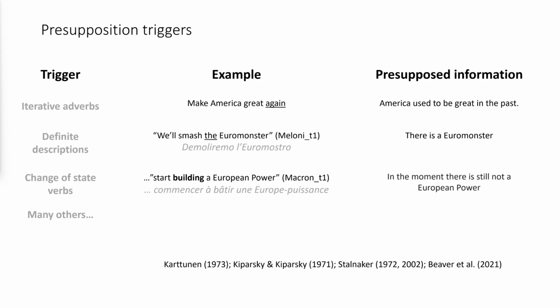So in this case, the definite description and the change of state verb presuppose information. So the existence of a Euro monster, or that "building" means that now there is still not a European power. Because in this case, I don't have to build it.